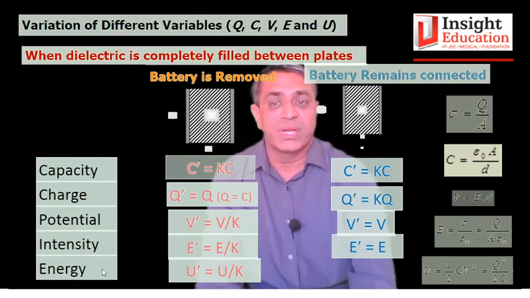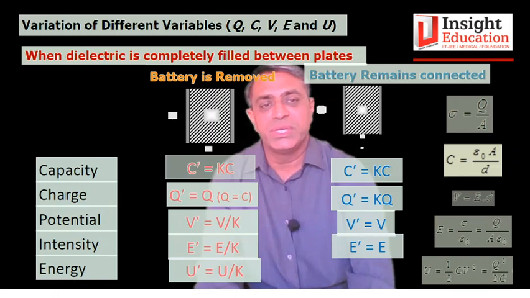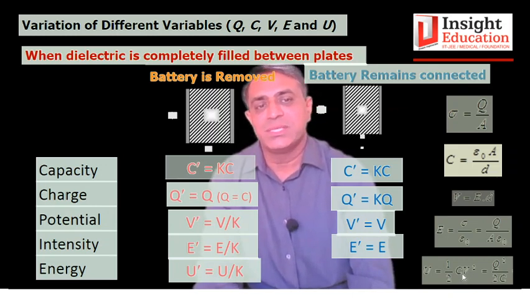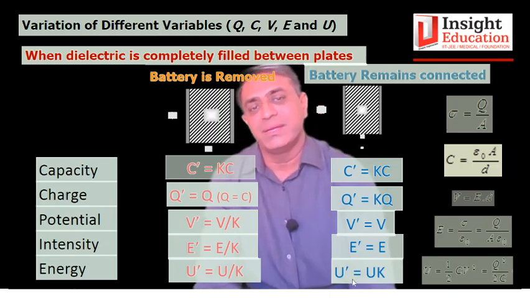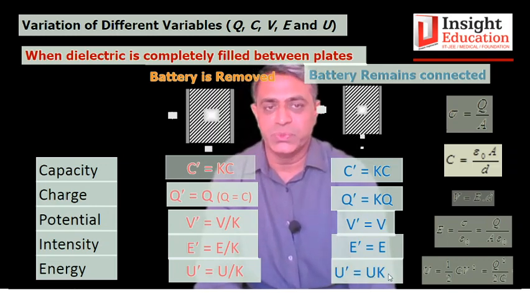Now what about the potential energy? So U is equal to 1/2 CV square or Q square by 2C. So use the first one, potential is constant. So C dash is equal to KC. It means potential energy increases by K times. So U dash is equal to UK.